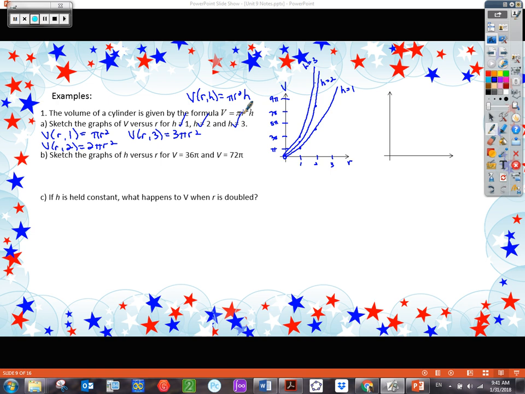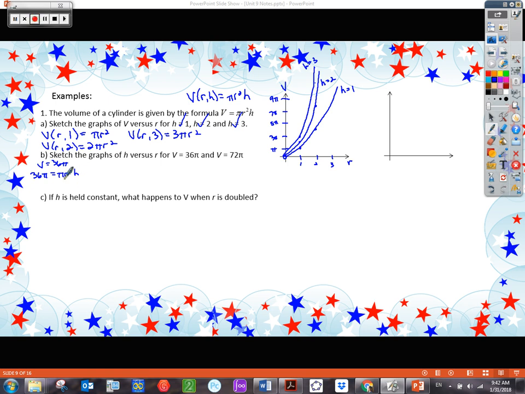Are we okay with that? Alright, so the second graph, we're going to graph height versus radius, and we're going to hold the volume constant. So let's work on the volume being 36 pi. If I replace volume with 36 pi equals pi r squared h, then I solve for h, that's the easiest one to solve for, that's why I solve for h.